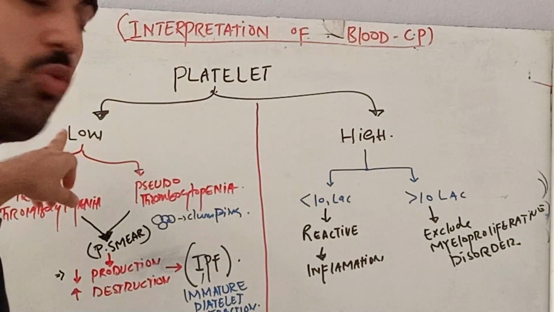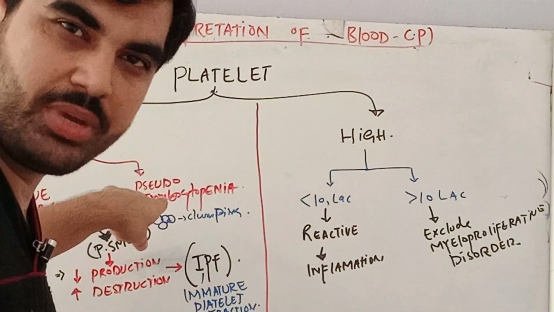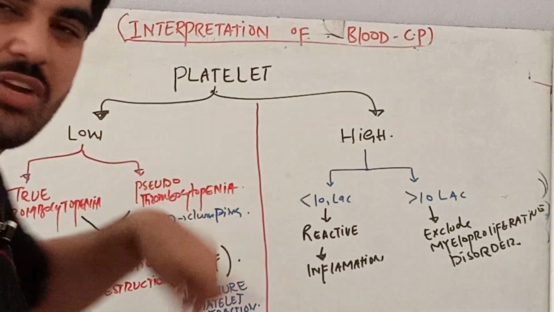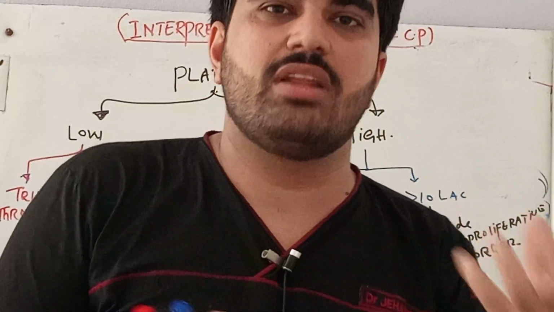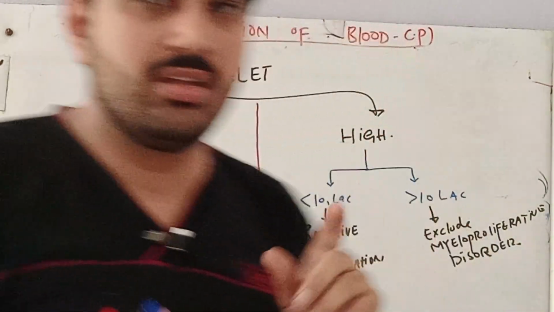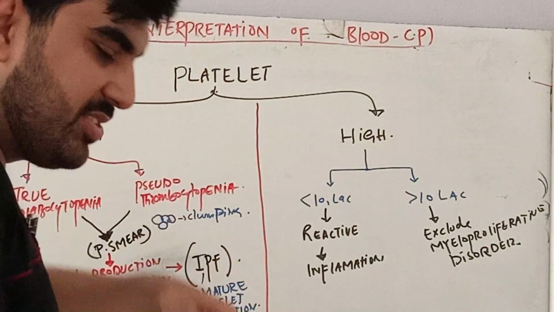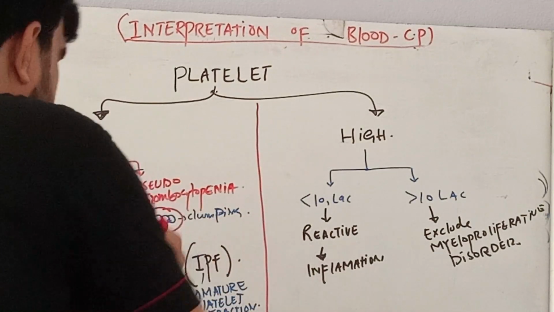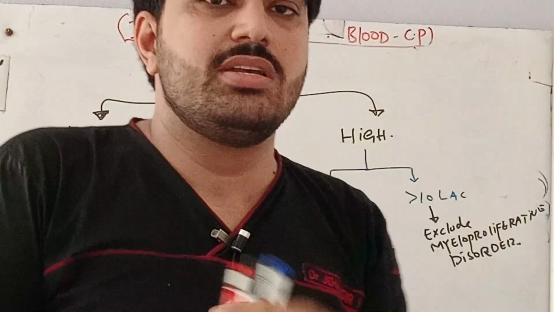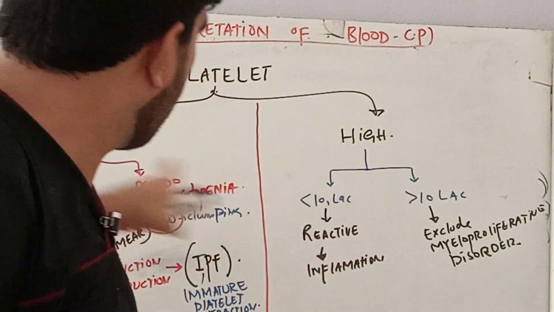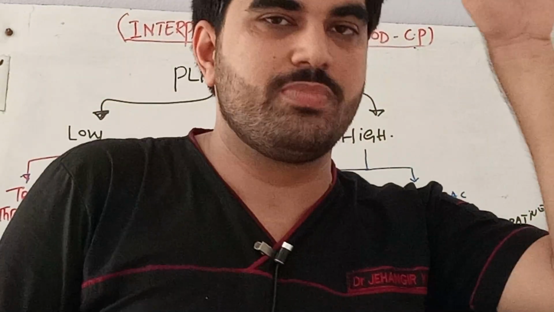Now if the platelet count is low, what is the best next step? Is it true thrombocytopenia or pseudothrombocytopenia? Pseudothrombocytopenia means sometimes the platelets become sticky and adhere to one another. So the machine in which you do blood CP takes this as a WBC. So the machine can give you a high WBC and a low platelet. Suspect pseudothrombocytopenia in all those cases in which the WBC is raised and the platelet is low.